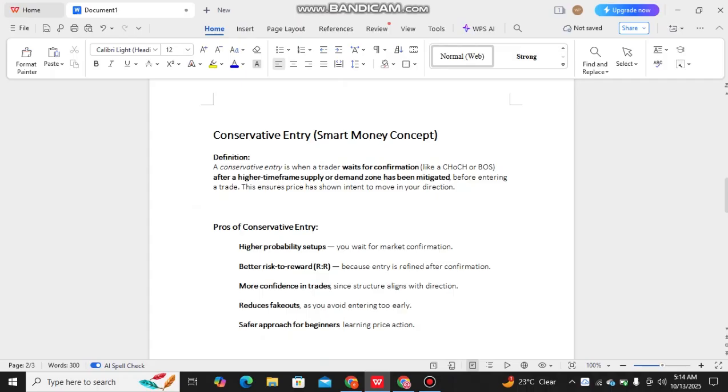Let's go to conservative entry. I think I'm more connected to conservative because that's what I trade, and I think I'm conservative in my trading style. So a conservative entry is when a trader waits for confirmation, like a change of character or break of structure, after a higher time frame supply or demand zone has been mitigated before entering a trade. This ensures price has shown intent to move in your direction.